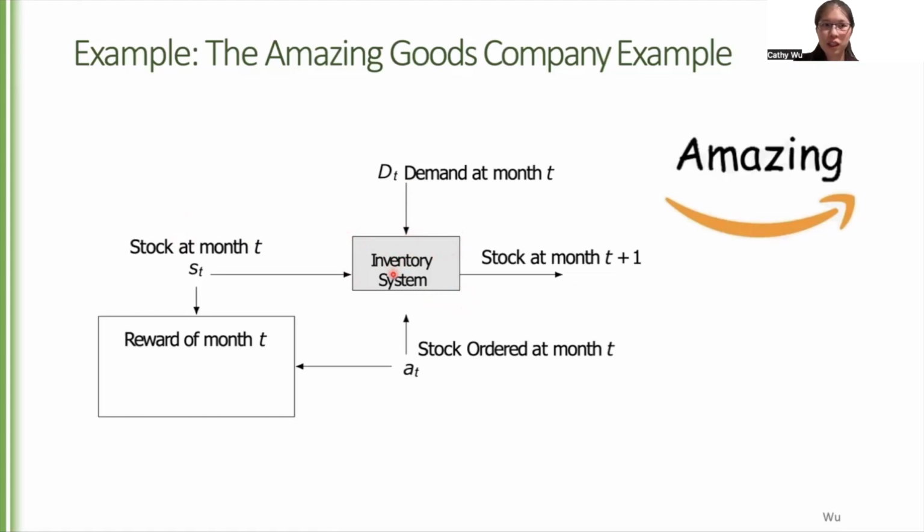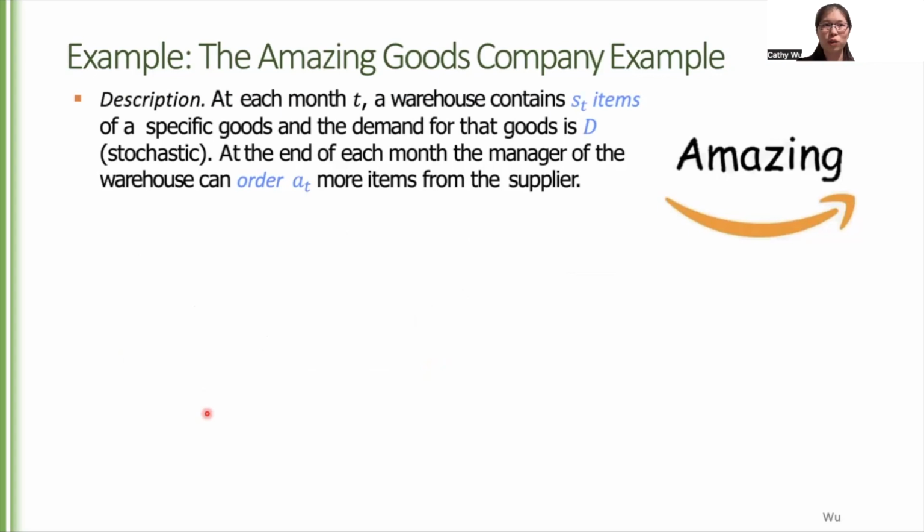And there is some amount of stock in the inventory. And every month, the manager can order some more stock, and there is some reward associated with, say, the sales, the storage costs, and so on. Okay, so let's walk through this in a bit more detail.